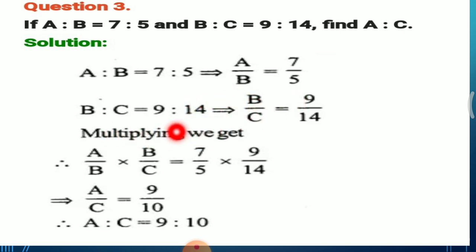Multiply both sides, so A by B multiplied by B by C is equal to 7 by 5 multiplied by 9 by 14. You see here B and B cancel, so A by C is equal to 9 by 10, because 7 goes into 14 two times. So A ratio C is equal to 9 ratio 10. All of you understand?